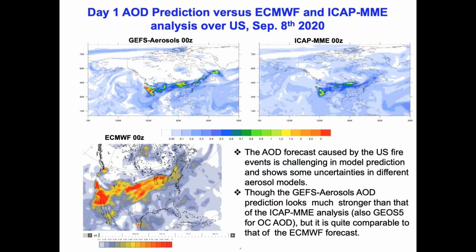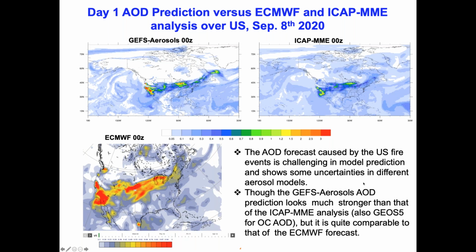So we did more comparison with other analysis data and other model predictions, for instance, the model prediction from ECMWF. This is an example: the day one AOD prediction versus the ICAP analysis data here, and the ECMWF over the United States for the fire in California on September 8th last year.